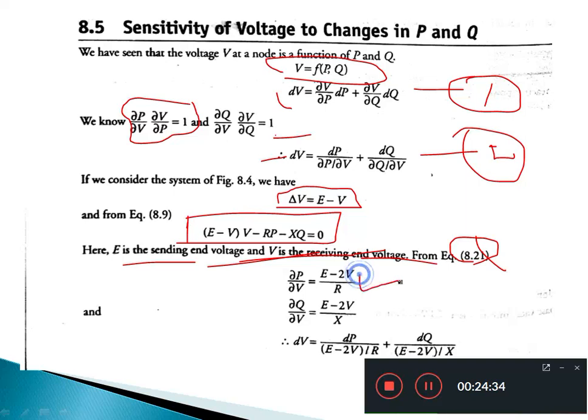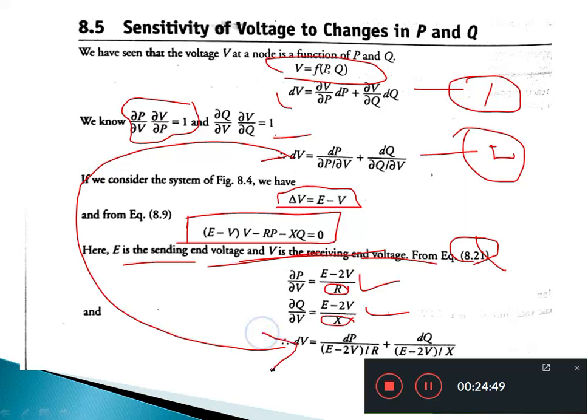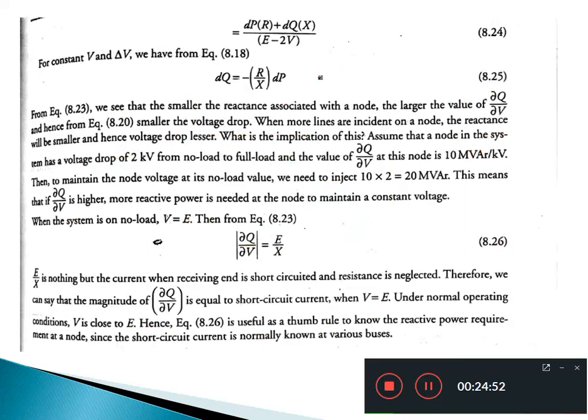So these are the values: E minus 2V by R and E minus 2V by X. With respect to real power, we have to write the resistance. With respect to reactive power, we have to write the X. Therefore, this becomes the revised equation, and you will get the final equation like this. From the above equation, you can see that when the line reactance is smaller, there will be a small voltage drop. The impedance of the line is more due to the voltage drop, and at full load the reactive power will be more. Hence you will get the corresponding equations.